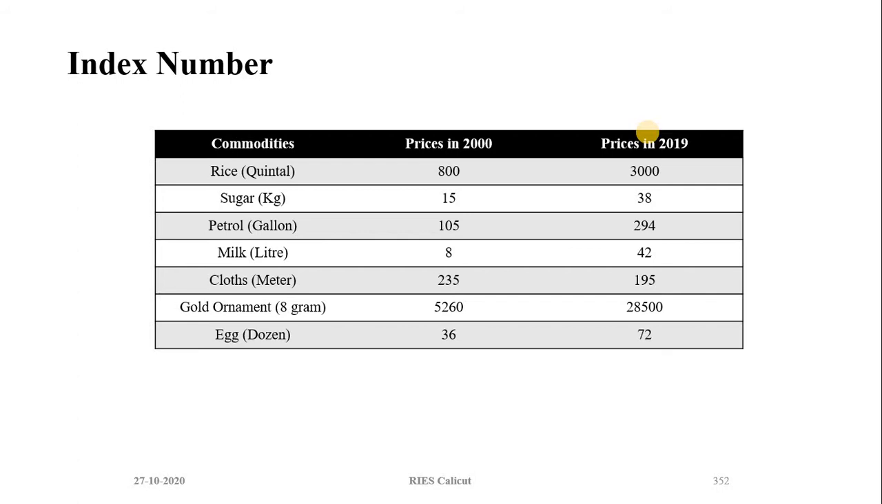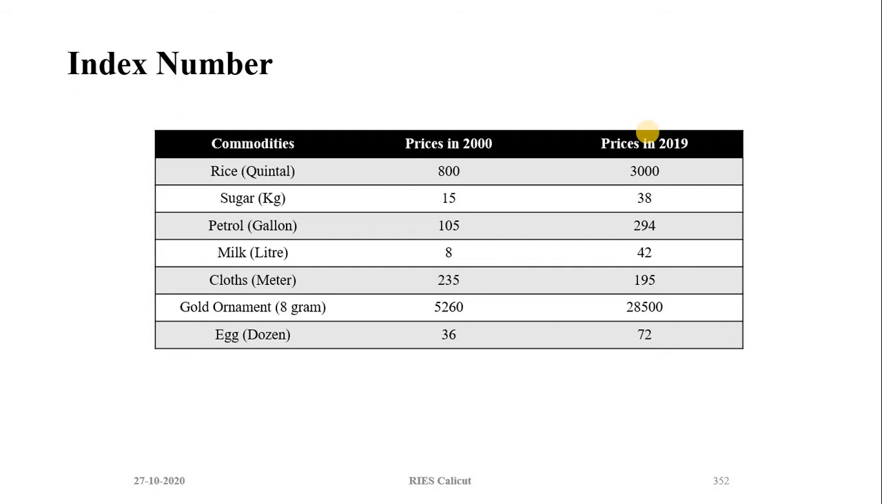So what does it mean? If we state that the price has increased in 2019 compared to 2000, it doesn't mean that all the commodity prices have increased at a uniform rate. There may be a decrease or there may be an increase, and this increase or decrease may happen at different rates. Yes, so that's the second thing.